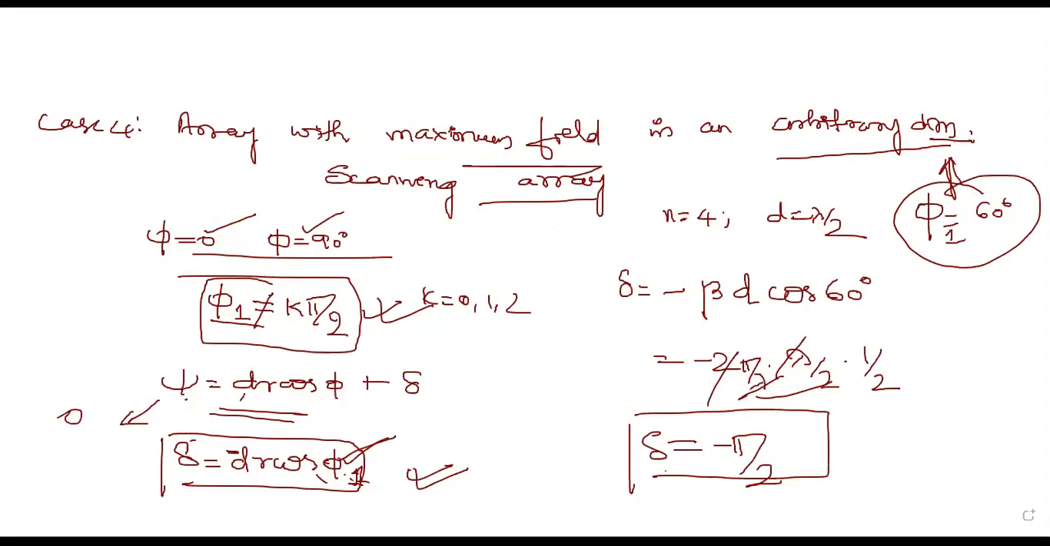The lower lobe of an 8 element uniform broadside array was observed to be 45 degrees with a frequency of 40 megahertz. Estimate the distance.